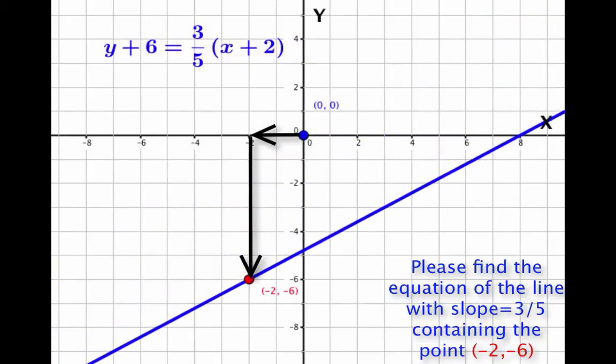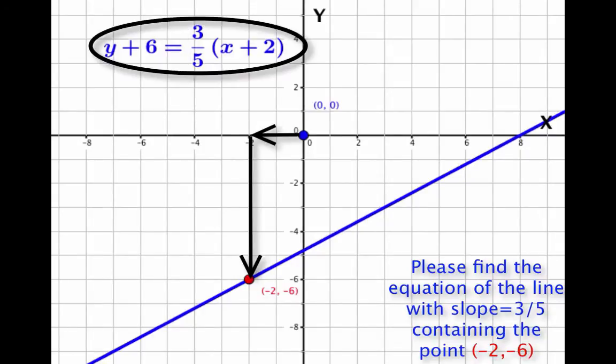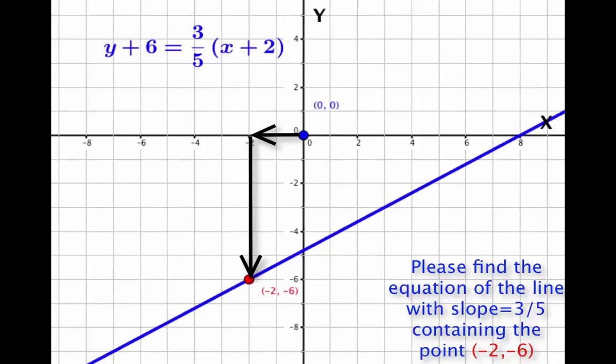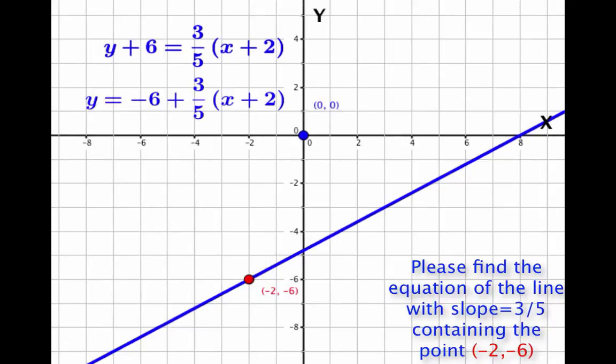And now we have the equation for a line with a slope of 3/5 containing the point negative 2, comma negative 6. Once again, this is the point-slope form of the linear equation because the point through which it goes and the slope are readily apparent. Of course, some other ways to write this equation are y equals negative 6 plus 3/5 times the quantity x plus 2. All I did was subtract 6 from both sides of this equation, and while this looks similar to the slope-intercept form, it's kind of saying that y starts at an initial value of negative 6 when x is negative 2, and of course grows at a rate of 3/5 after that.